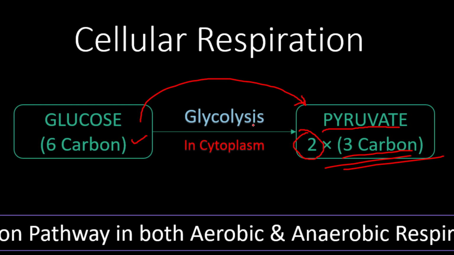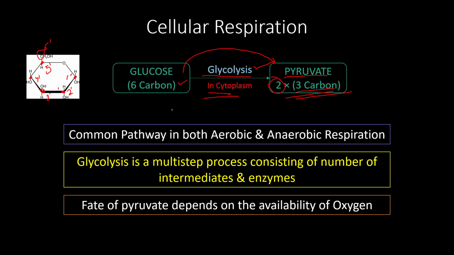The process of conversion of glucose to pyruvate is a multi-step process called glycolysis, and it typically occurs in the cytoplasm. As I said, this is a common pathway for both aerobic and anaerobic respiration. Glycolysis is a multi-step process consisting of a number of intermediates and enzymes. You will learn about this in detail in class 11th.